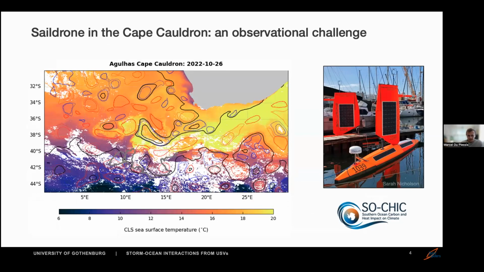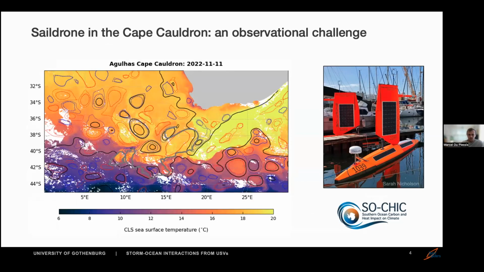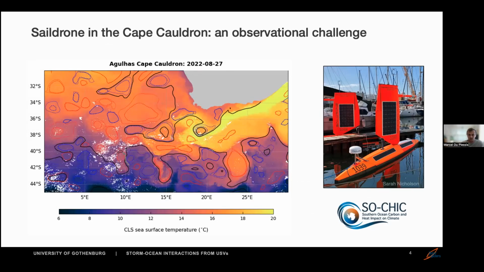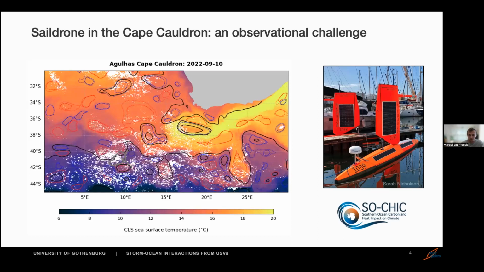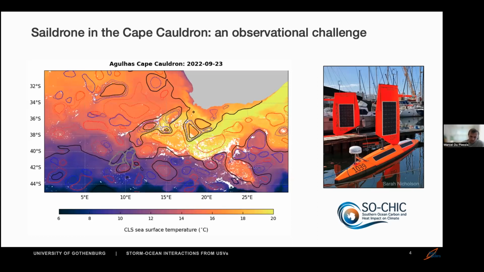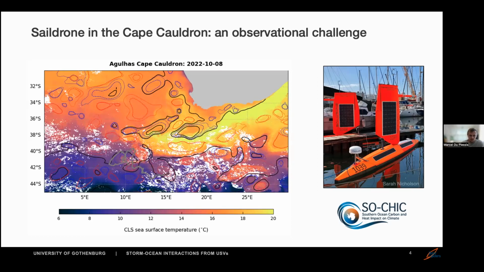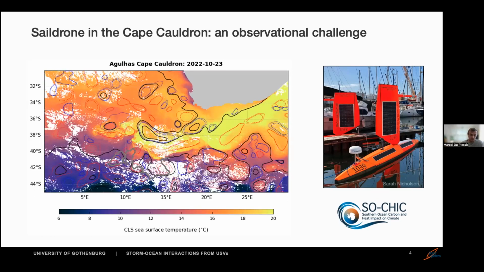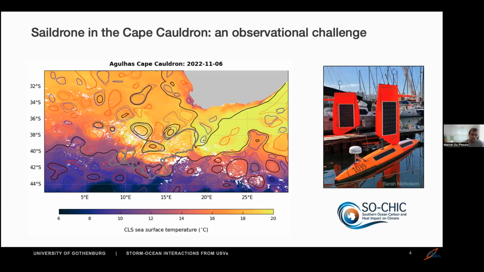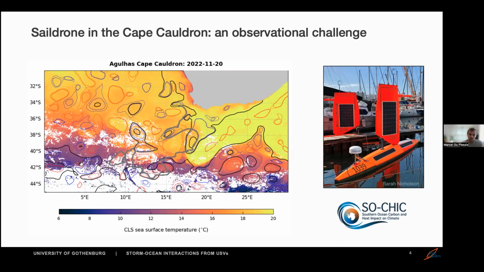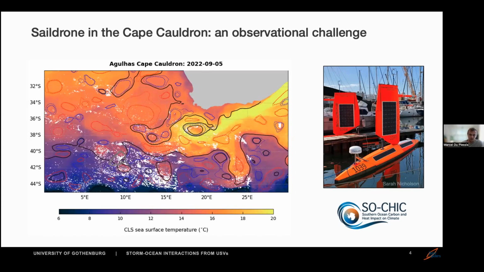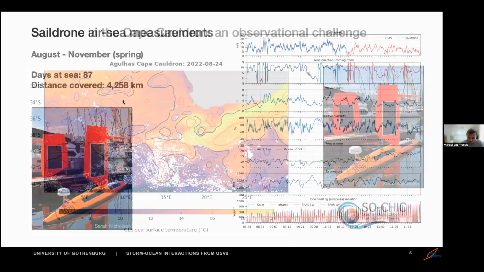And in the little moving animation, what you see is the path that the sail drone took during our experiment. This was towards the end of last year, so August to November. And the idea here is that the sail drone measures across a various range of scales, from the subantarctic to the subtropics, through cyclones, anticyclones, and different ocean atmospheric conditions.